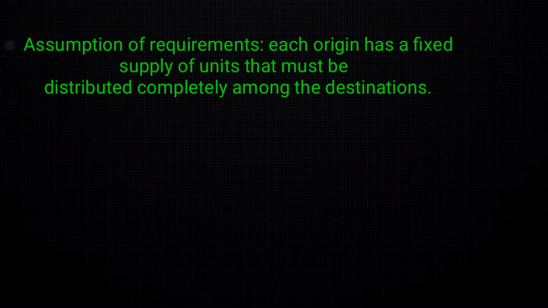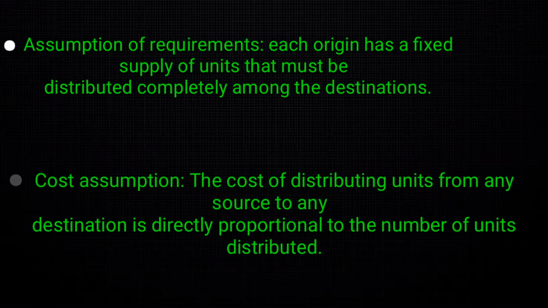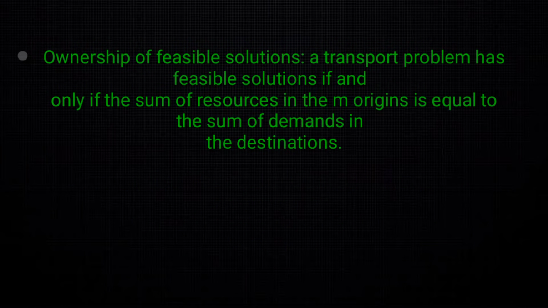Assumption of requirement: each origin has a fixed supply of units that must be distributed completely among the destinations. Cost assumption: the cost of distributing units from any source to any destination is directly proportional to the number of units distributed.